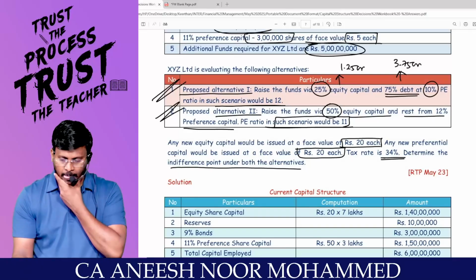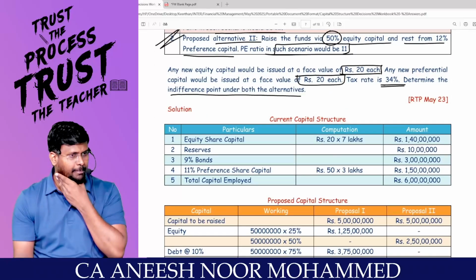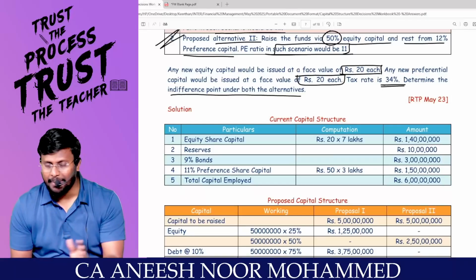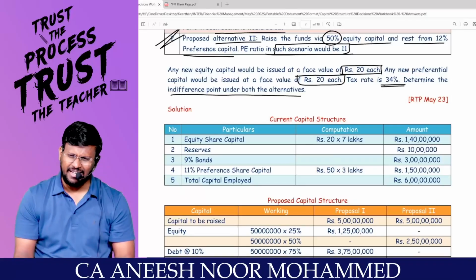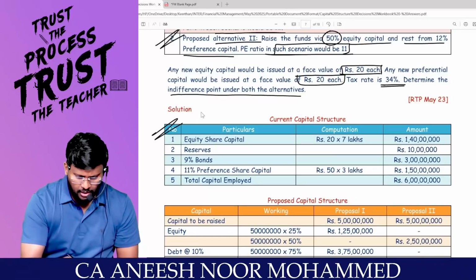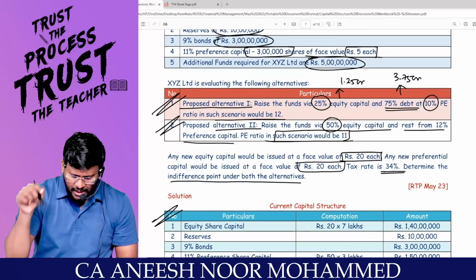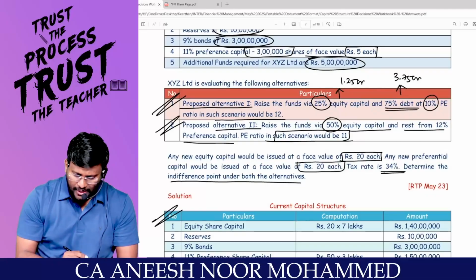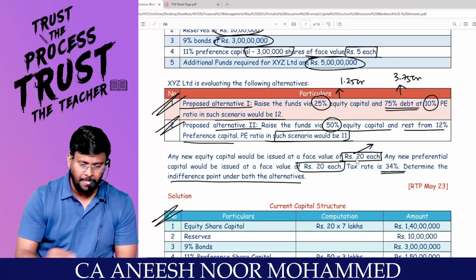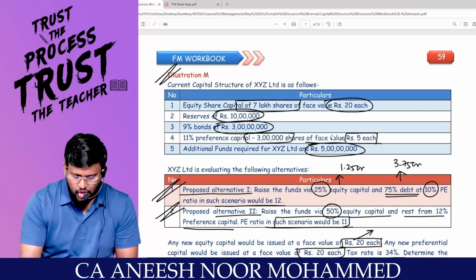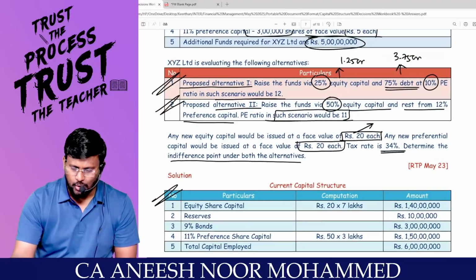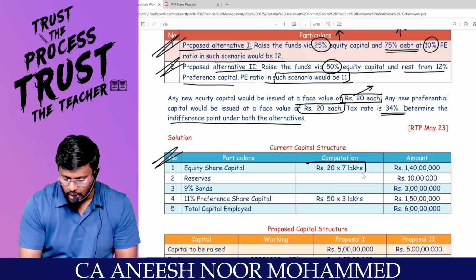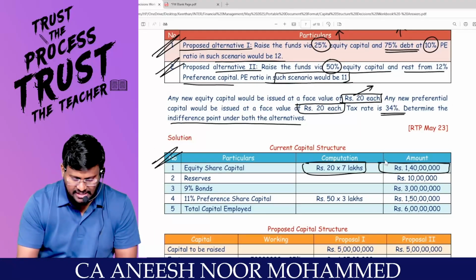Indifference point. Before I prepare the indifference point, let me calculate the basic data. You tell me, today in the market, what is the current market price of an equity share? 20 rupees, because 20 each. How many equity shares are there? 7 lakhs. So 7 lakhs into 20 comes to 1 crore 40 lakhs, which is the equity share capital.